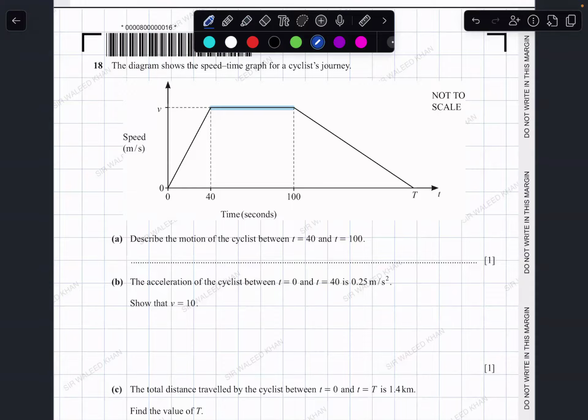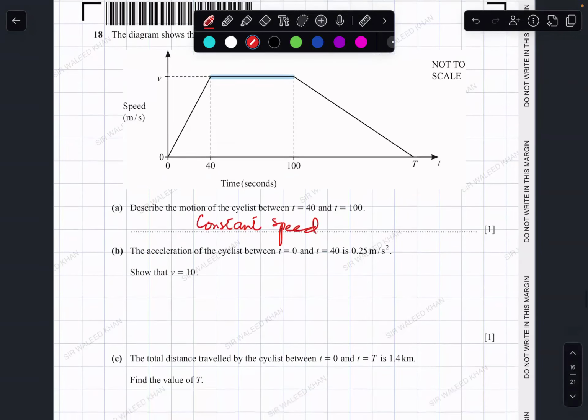Yes, Amar? What should I write for 40 to 100? Yes, you can send a message. Amar, which I am asking you. Yes, good. Constant speed. Okay, the speed is constant in this portion.